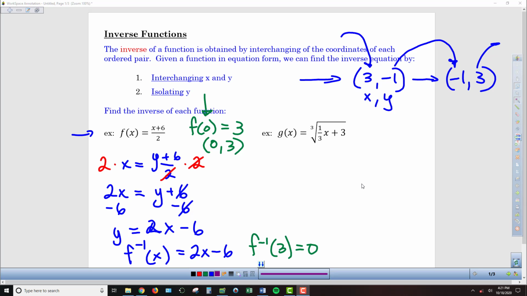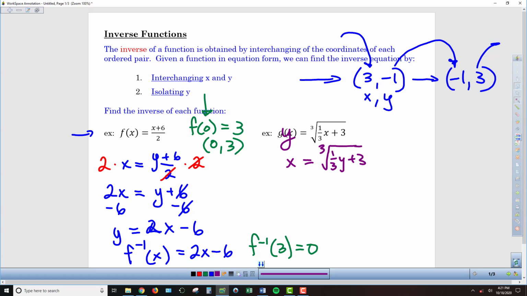For the second one here, I'm going to do the same thing. I'm again going to think of this as y equals the cube root of (1/3 x plus 3). So I'm going to flip-flop my x and y, I'm going to flip-flop my inputs and outputs. So I'm going to have x equals the cube root of (1/3 y plus 3). And now I need to solve for y.